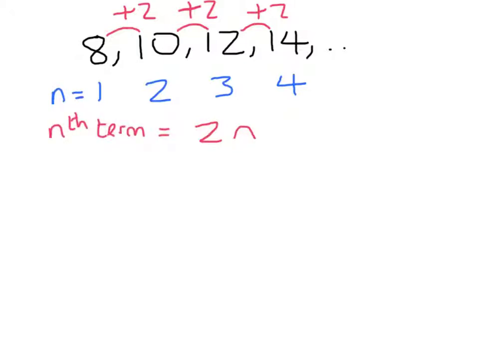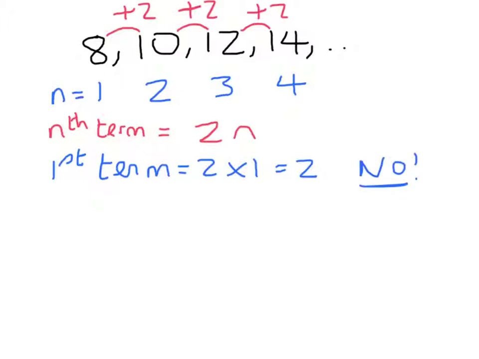The only problem is that's not all of the formula. Because if we try this formula, so say for example, we thought about what happens when n equals 1, then we would get that the first term would be 2 multiplied by 1, which is equal to 2. And the first term is 8, so that's clearly completely wrong.